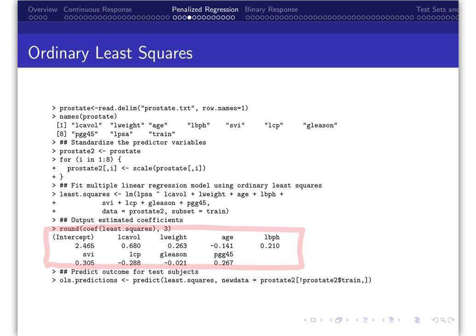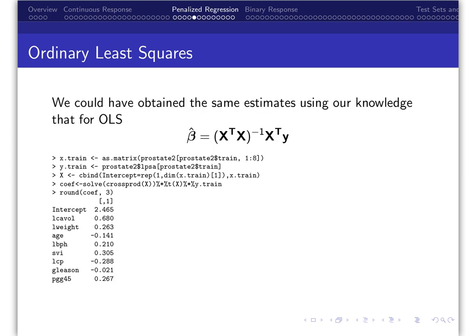We can see our coefficient estimates are all non-zero, and we can predict log prostate-specific antigen using the subjects for whom train does not equal true, as those subjects are our independent test set. So that you can see how the ordinary least squares is related to ridge regression, we could have equivalently used the matrix calculation to obtain our ordinary least squares estimates.